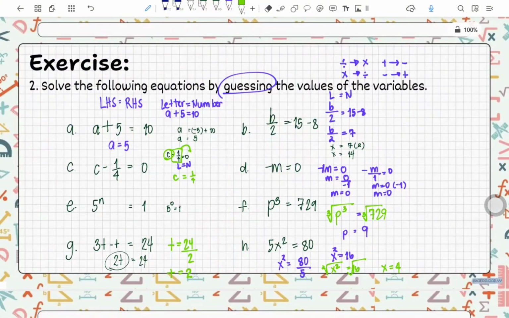So that will be the solving exercises for this unit. There's still more, but we will stop in here.